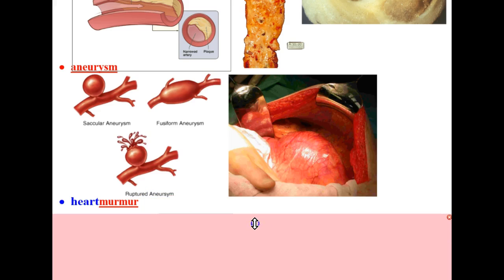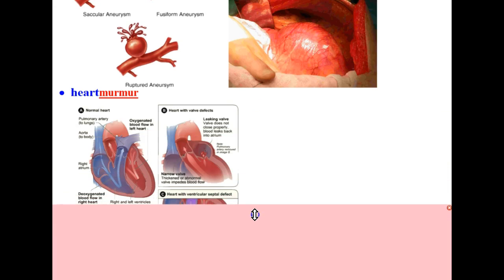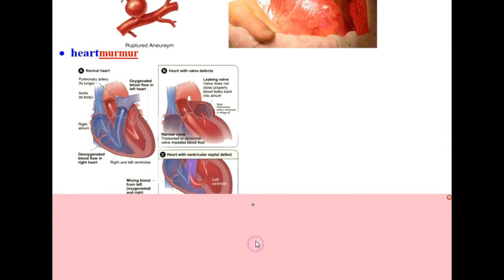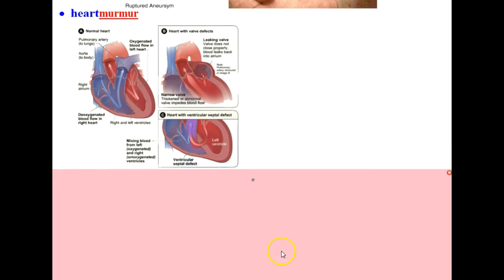Heart murmur. Many of us have heart murmurs. And these are usually due to valve defects, as discussed here. Usually it results in valves that leak a little bit, allowing blood to flow backwards from a direction that it's not supposed to go.